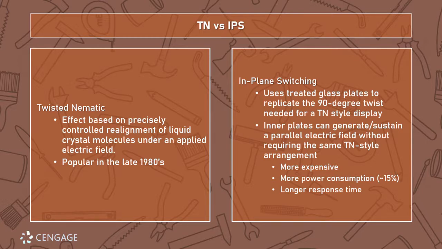In-plane switching tries to do the same thing, but does chemical treatment of the glass plates to replicate this twist without requiring the same twisted nematic style. So it's more expensive, it has more power consumption, it has a longer response time, but it's able to produce a much clearer image as well as a much more robust power to weight ratio, if you will. The colors are brighter, they're more vibrant, they are much more true to life, so you get what you pay for. It's kind of like having a V8 versus a V12. You know, the V8's big and sounds loud and nasty, but a V12 will absolutely destroy it, like an Aston Martin Vanquish or something like that.